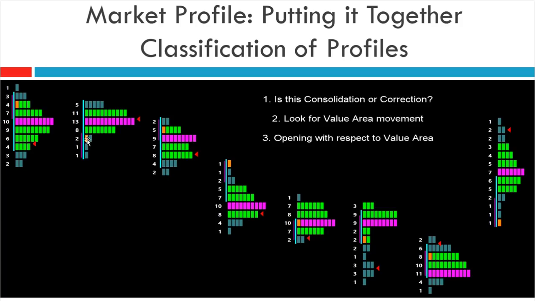So this profile is opening within the value area of the previous profile and closing within the value area of the previous profile. It is not conveying any new message since the previous session. So this profile becomes a neutral profile. All right, look at this profile. This profile opens within the value area of the previous profile, and the price closes below the value area of the previous profile, right? So this profile is classified as a bearish profile.